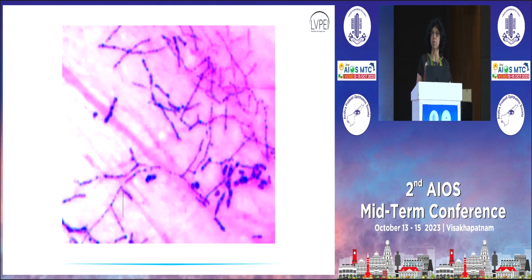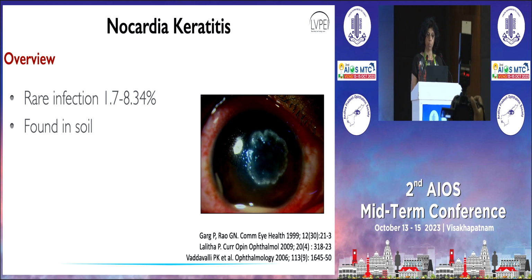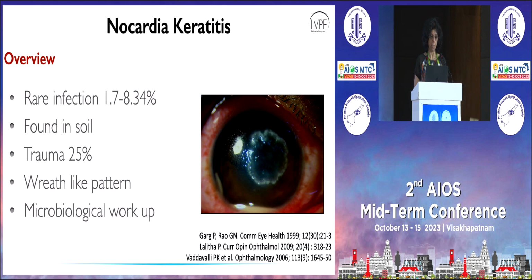When we scrape this, this is a very classical picture of very fine, slender, beaded bacilli which have right angle branching, which is very suggestive of Nocardia. Nocardia keratitis is a rare infection, comprising only up to 8% of cases, but its typical picture is this wreath-like pattern that you see. If you come across this, this is a definite no-brainer for Nocardia keratitis. Predisposed by trauma with soil, it is usually managed with topical amikacin 2.5%.